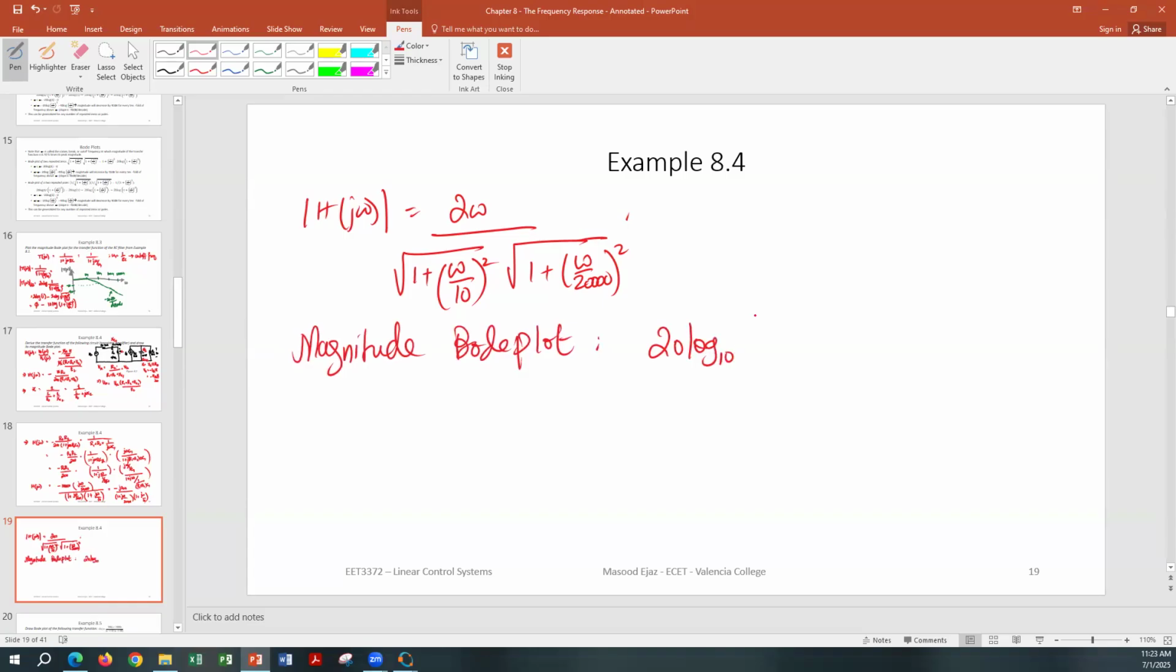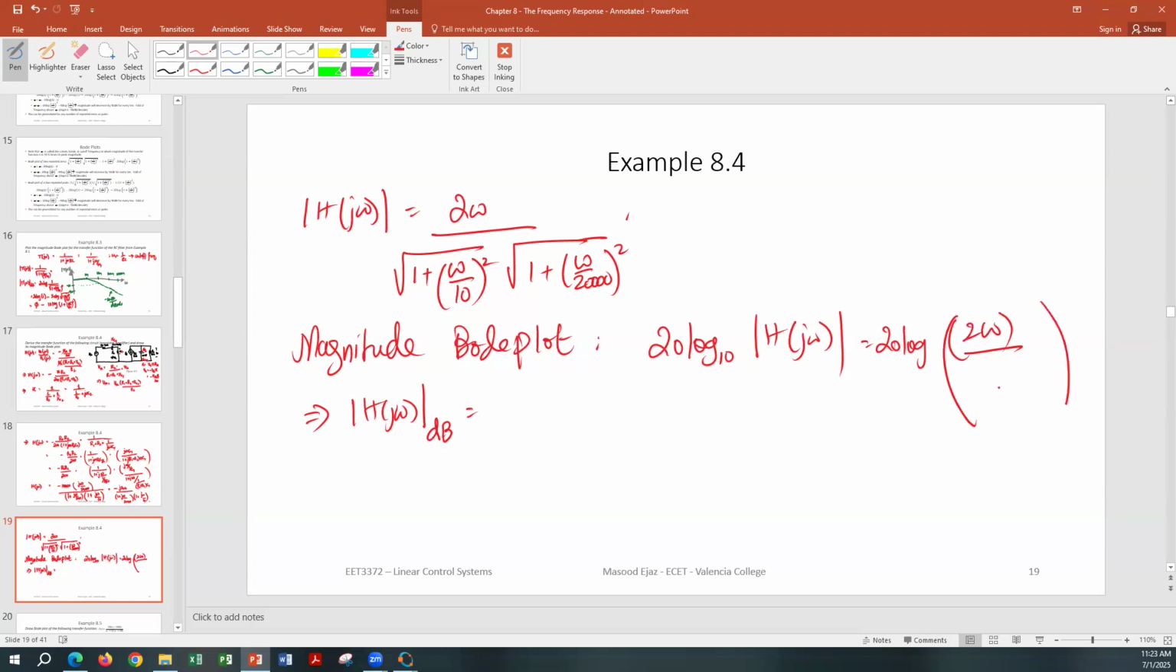Log of the magnitude of H of j omega, in decibels, which is 20 log 10. So this is 20 log of 2 omega over the square root of the first one and the square root of the second one. This is the first one right here, and this is the second one right here.